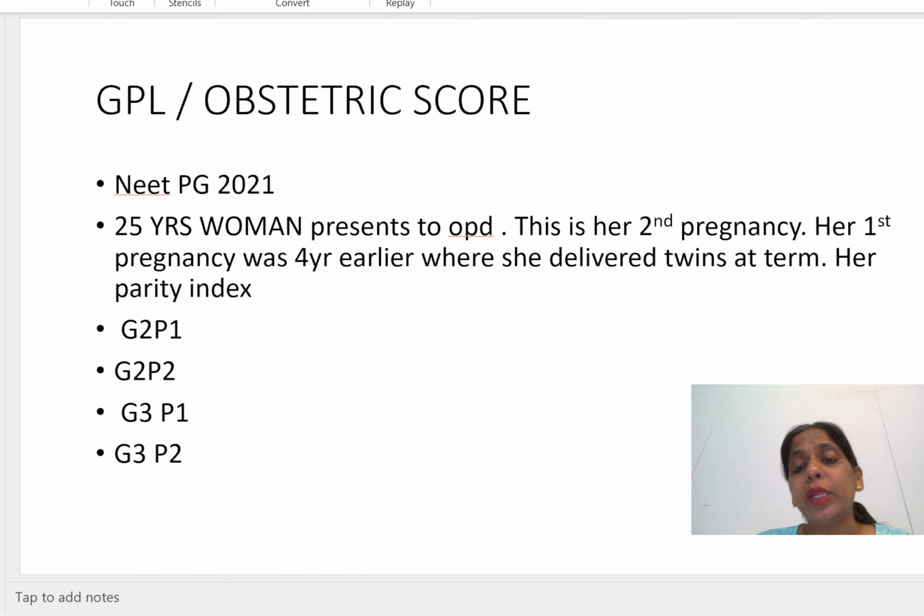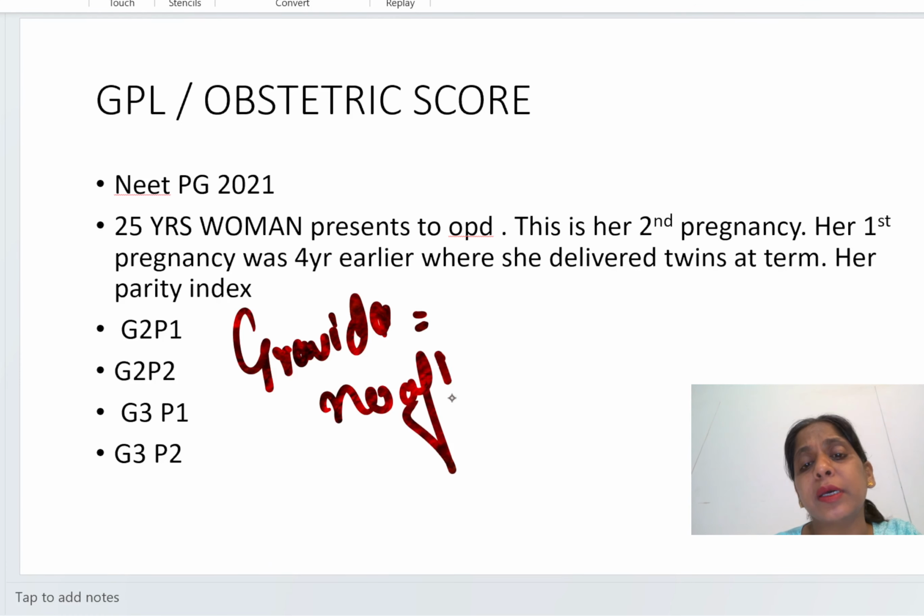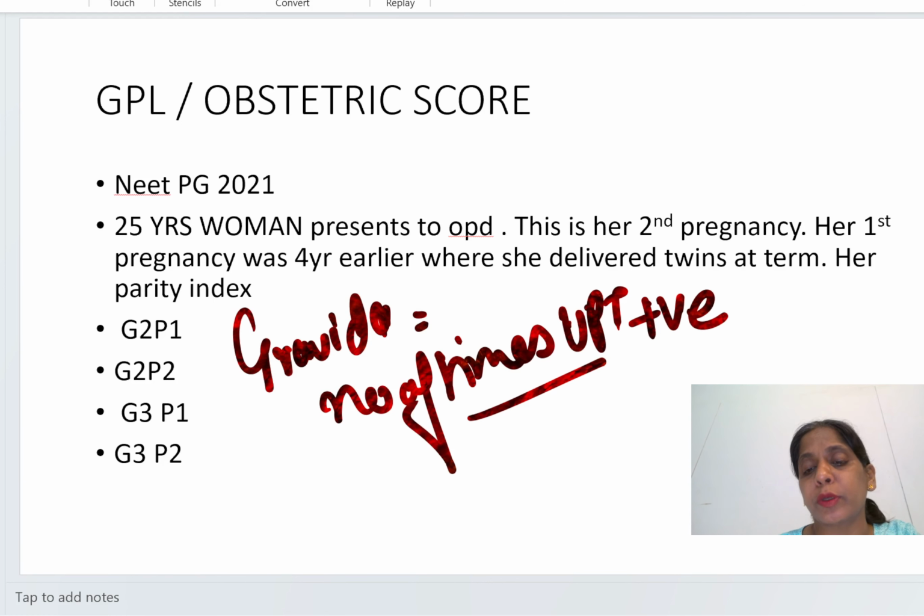Now the GPLA scoring, some students also have confusion in this. What is gravida? If you also have confusion, you just learn it like this. The way I tell every student, gravida means number of times the lady has got pregnant. Sometimes I also get confused. So what I have made is gravida is the number of times the UPT is positive. So now you will know that it includes all the abortions. For twins, only one gravida is counted, because in twins the UPT comes positive only once.